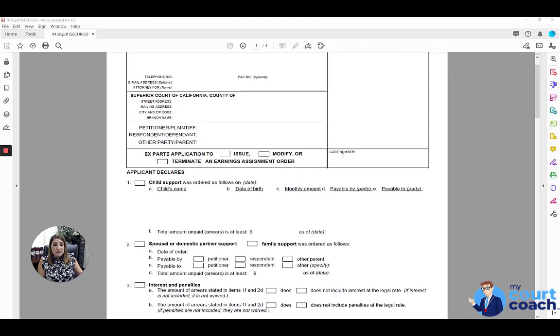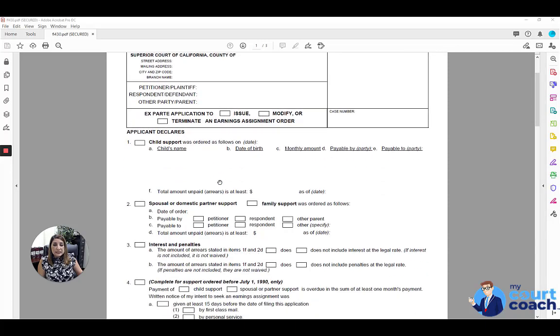So first you want to start off by indicating what it is that you want the court to do. Then you're going to list the orders that you're asking for the garnishment for. So if there's child support, you're going to mark 1 and list the children's names, date of birth, the amount ordered to be paid, who it's to be paid by, and who it's to be paid to.